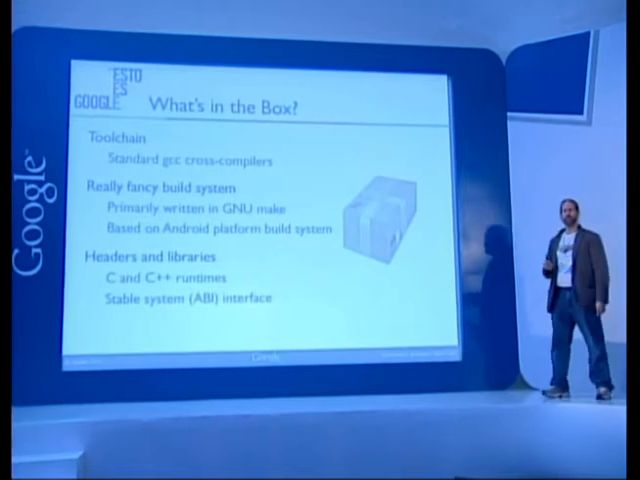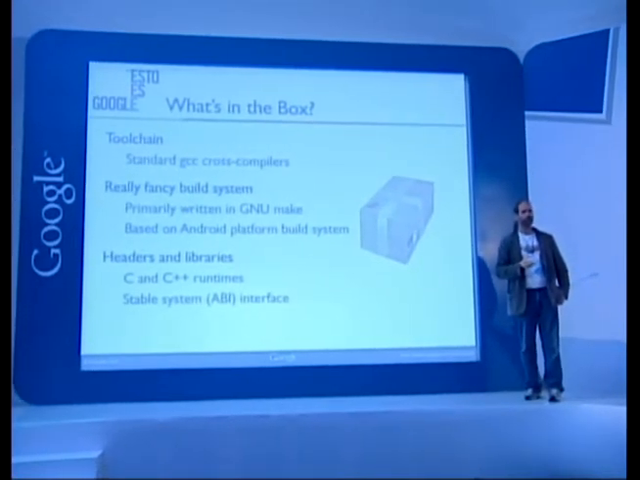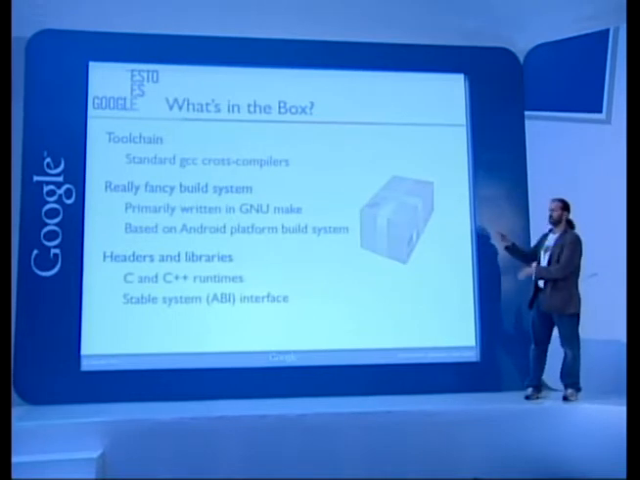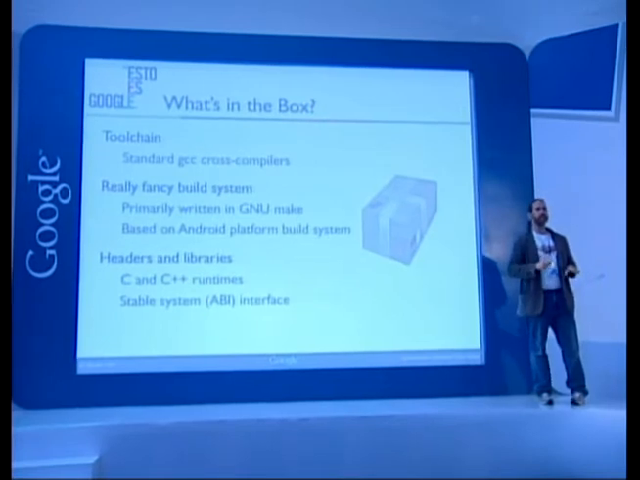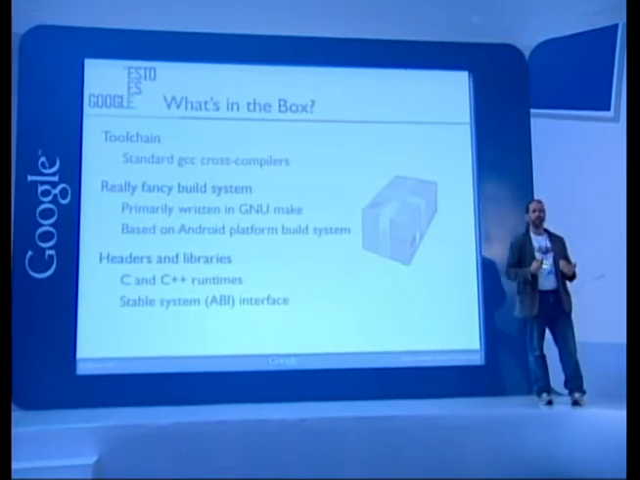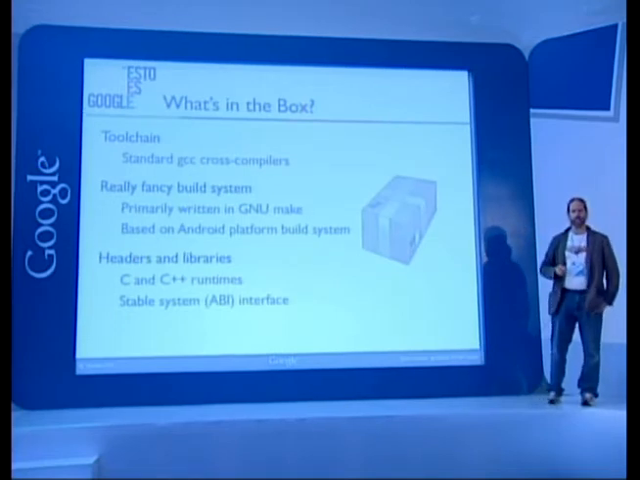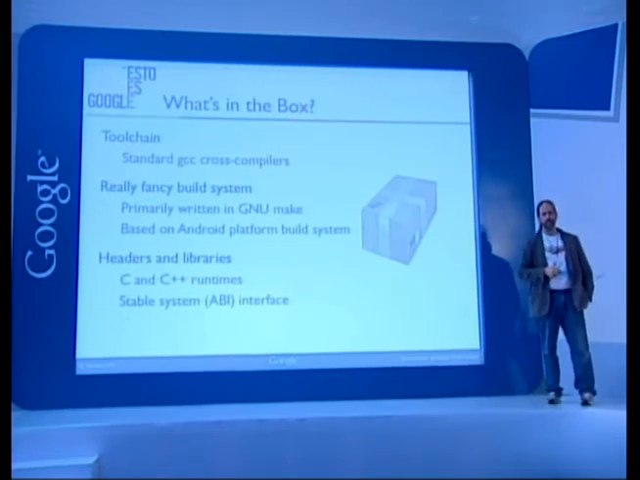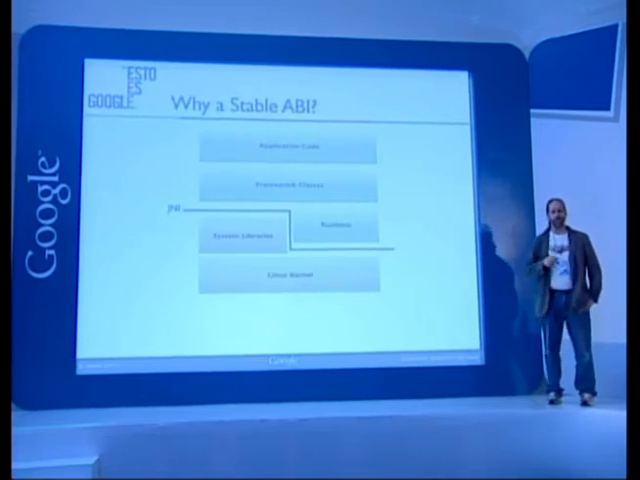Well, one is you get a pretty cool tool chain with a bunch of standard cross-compilers. You get this really fancy build system, which is written in Make, but it's pretty much the same build system we use to build Android itself. And you get headers and libraries. And this is kind of important because you need to have a stable binary interface.